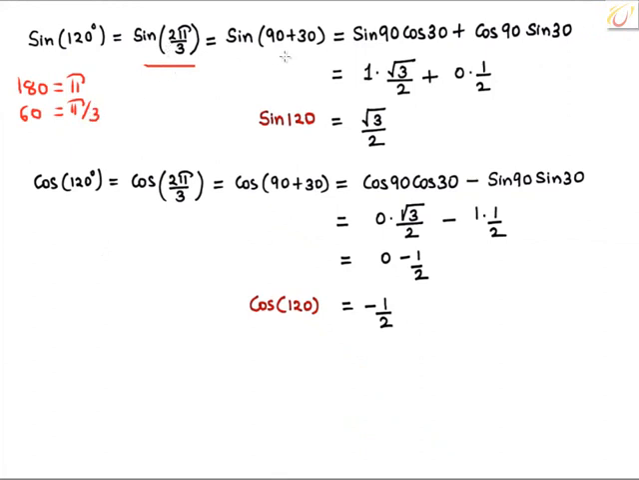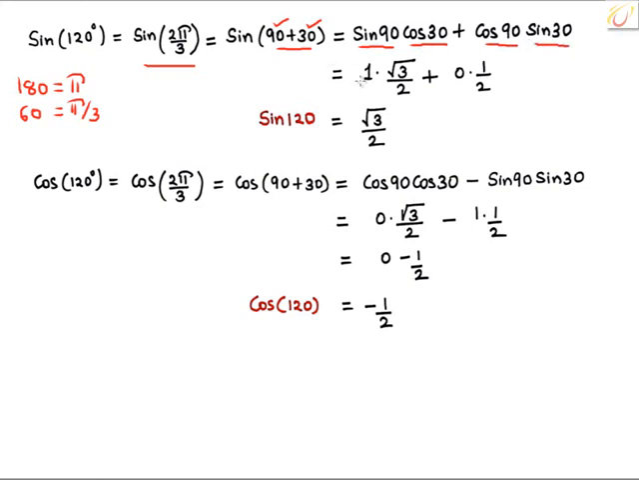Now let us use the formula of sin A plus B. Can we get 120 as 90 plus 30? Perfectly. So sin A plus B, the formula said sin A multiplied by cos B plus cos A multiplied by sin B. Here your A is 90 degrees, your B is 30 degrees. So sin A plus B will be sin A, which is sin 90, multiplied by cos B, which is cos 30, plus cos A, which is cos 90, multiplied by sin B, which is sin 30.